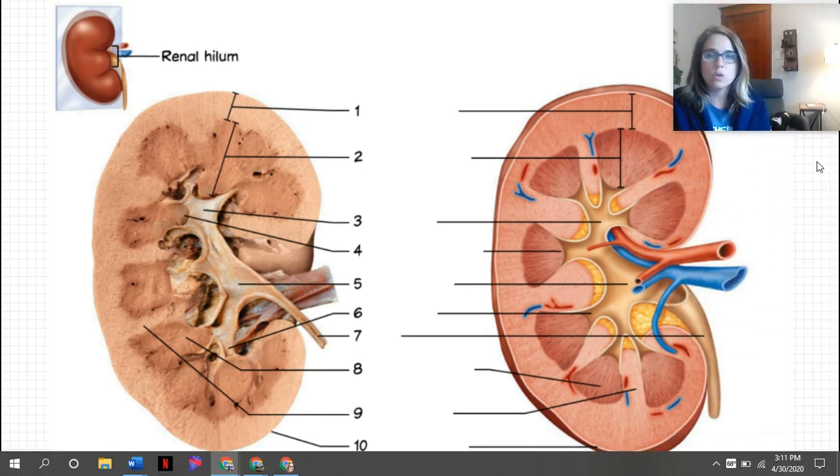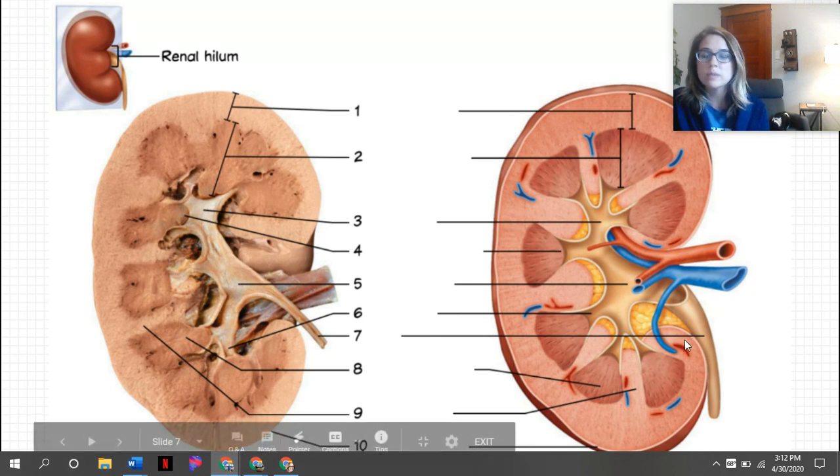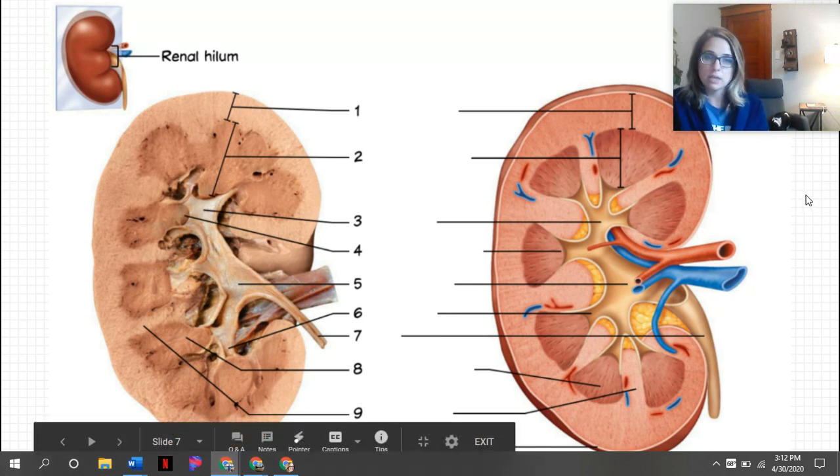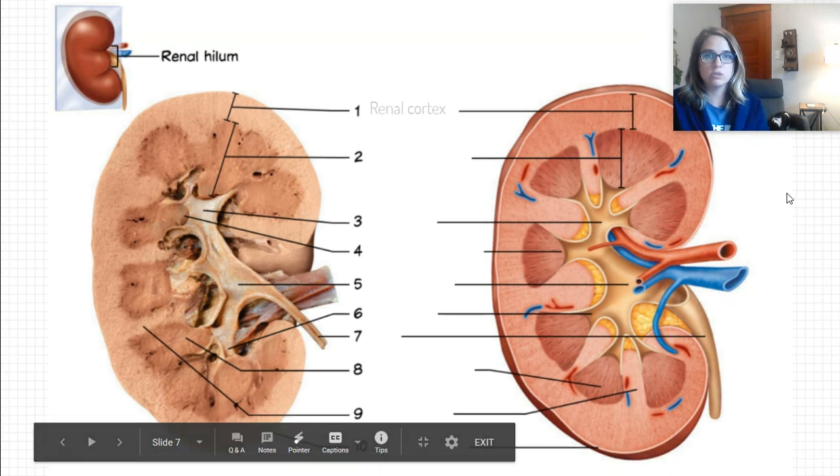All right, so we are looking at the inside of a kidney here. So here's our kidney, and if we were to cut it in half and kind of open it up, this one on the left is a real kidney, and then we've got our cartoon picture over here. The renal hilum right here, this little section where it's sort of pinched in a little bit, the bean shape of the kidney, is this area where you've got a lot of tubes and blood vessels coming in and out of it. All right, so let's go through these structures.